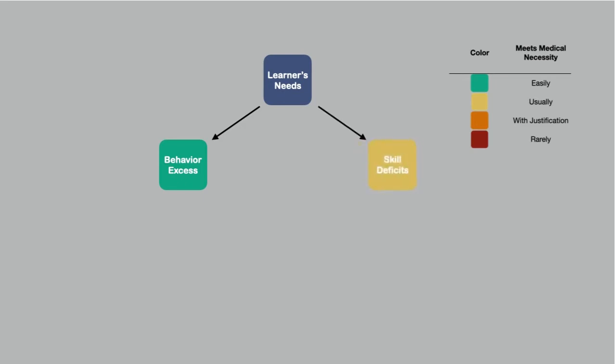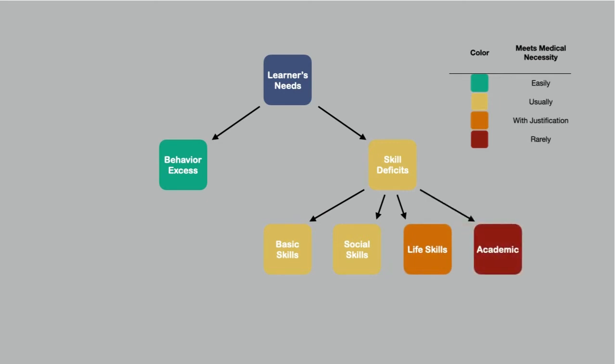In your assessment, you likely identified many important skill deficits that might have included deficits in the areas of basic skills such as communication or play skills, social skills that might include limited interactions with those around them, life skills such as feeding, toileting, or dressing, and academic skills such as letter recognition, math concepts, or even reading. You must address these skill deficits carefully in your plan to align them with medical necessity.